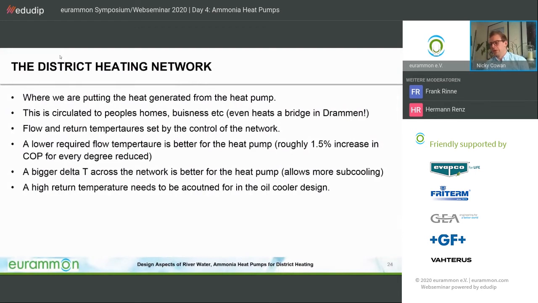And then again, we need to be careful in the design for fluctuating return temperatures. Everybody starts with good intentions of, well, my return temperature is going to be 55 degrees. Yep, definitely, but in reality, it will always go higher. So make sure you put a dose of reality into your systems as well.